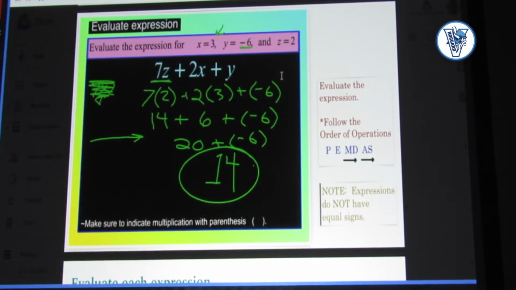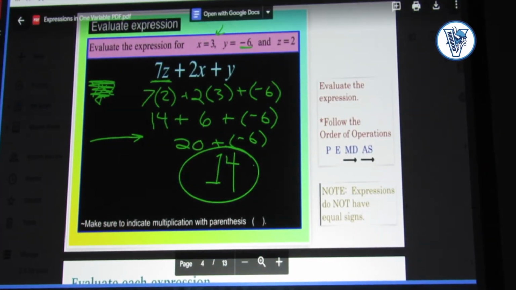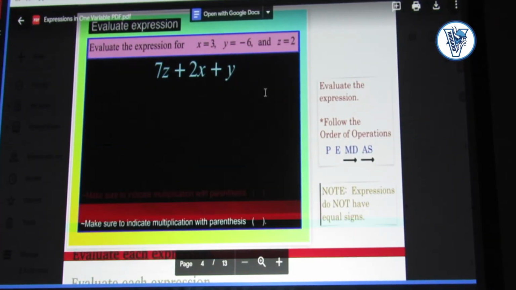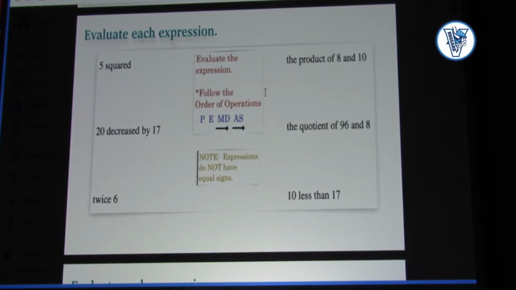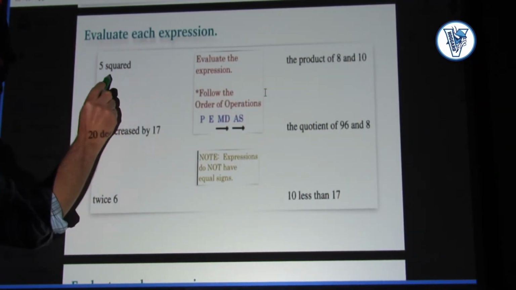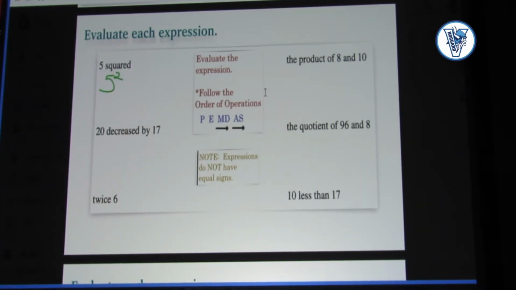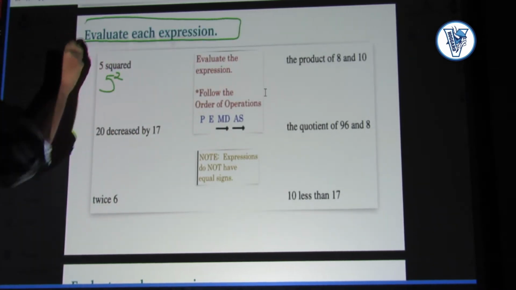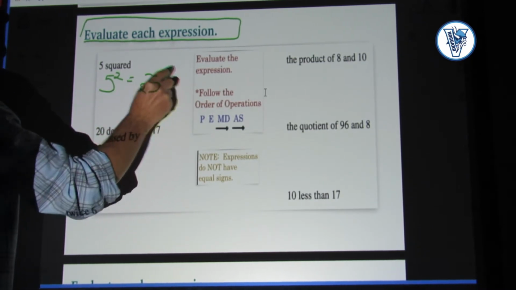And we get 14. So let's try another example, or move on. Here they want you to interpret the words first. This reads 5 squared. You need to be able to write 5 squared. The instruction says to evaluate the expression, which is what we've been doing in the last problem, so the final answer would be 25.